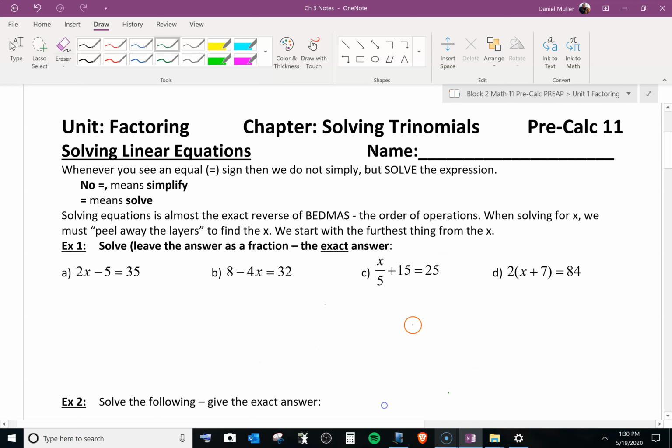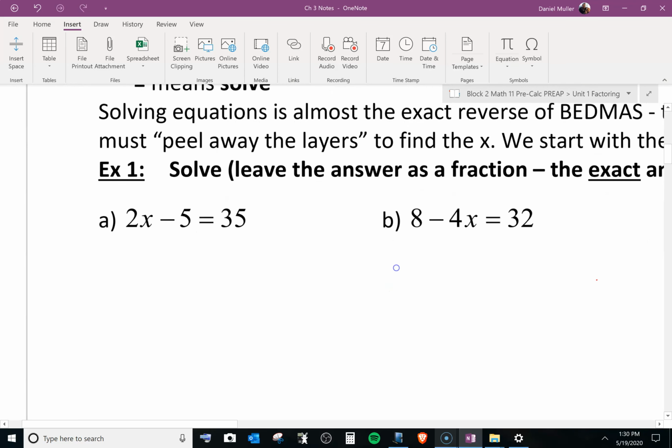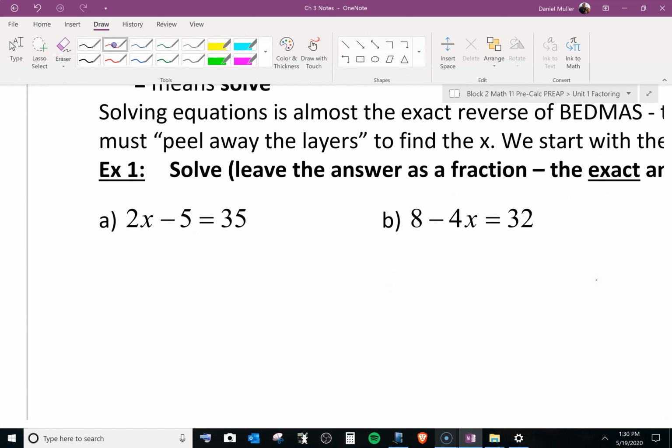But before we can do solving, finding out the variable, usually the letter x, finding out the unknown, before we do that for trinomials, we'll first look at some grade 7, 8, 9, 10 sort of solving questions that have come up in the past. The whole idea is we want to get x alone, and you always want to get rid of any addition or subtraction before any multiplication or division. So we're going to add the 5 over. 2x is equal to 35 plus 5, which is 40.